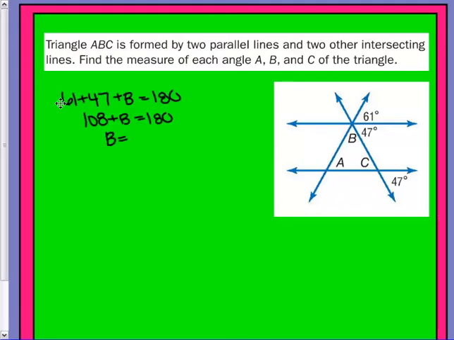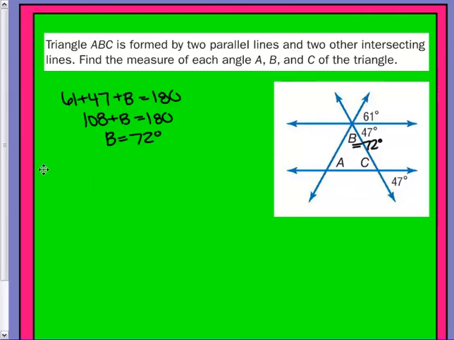Okay, so if we take 61 plus 47 plus b, we get 180. If we add them together, we get 108, and 108 plus b equals 180, so b has to be 72. Okay, because if you look here, this was a straight line. It's a supplementary line, so b is 72 degrees.